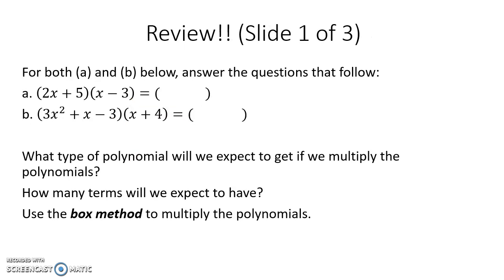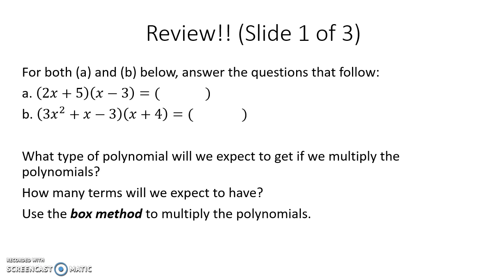So this is just review on how to multiply two polynomials using the box method. We want to answer these questions. For A, what type of polynomial will we expect to get if we multiply the polynomials together? Well, for A, we have a linear times a linear, so we should expect to get a quadratic. The number of terms we should expect to have is 3, because quadratics have 3 terms.